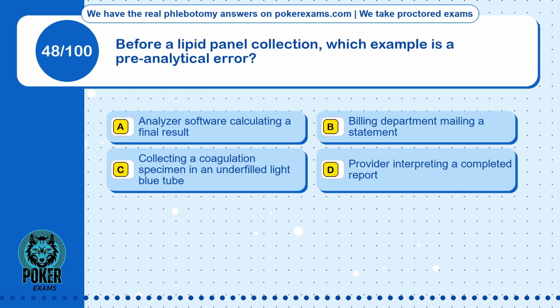Question 48. Before a lipid panel collection, which example is a pre-analytical error? Option A. Analyzer software calculating a final result. Option B. Billing department mailing a statement. Option C. Collecting a coagulation specimen in an underfilled light blue tube. Option D. Provider interpreting a completed report.